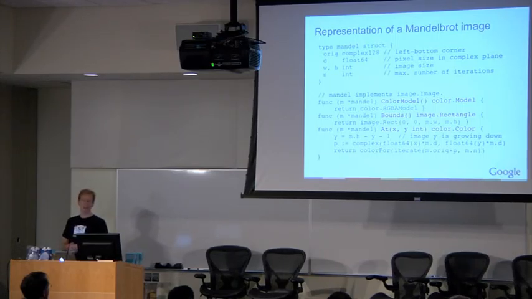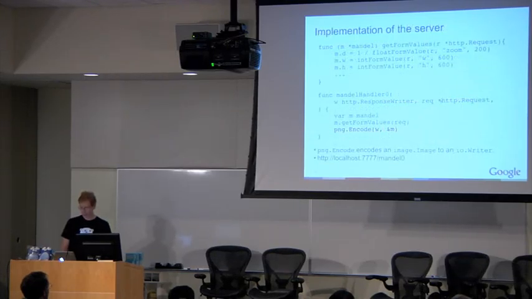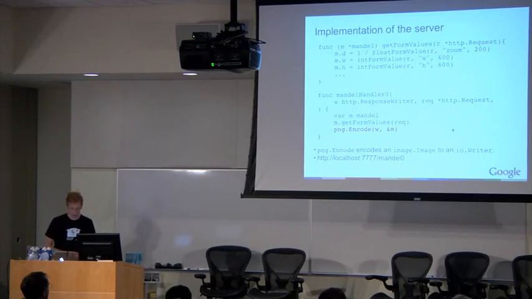And so this is all I need to do to get this image on my web page. Yes, I have to implement iterate and color for, but these are small functions, maybe 10 lines of code or 20 lines of code. And so this is the actual implementation of the server.